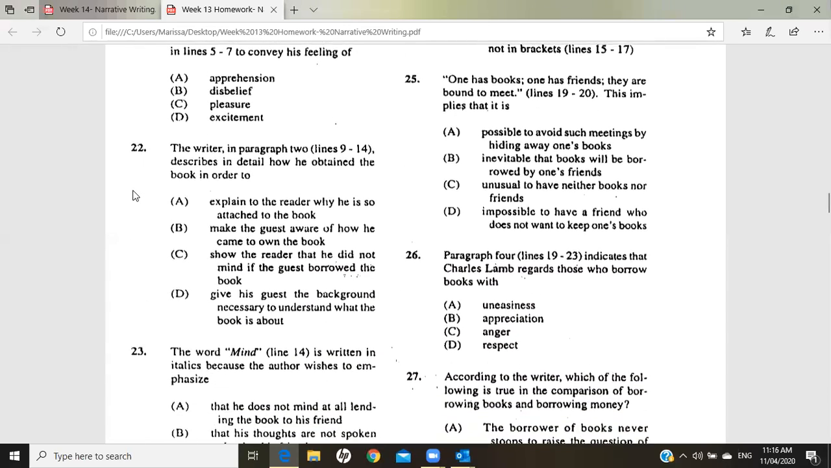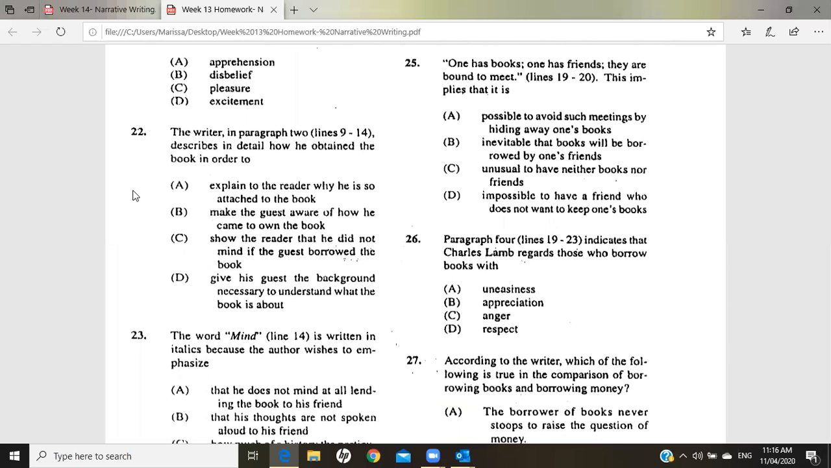25. I just guess. You guessed that, Stephen? Yeah. Good guess. 25. One has books, one has friends, they are bound to meet. This implies that it is what, Rihanna? D? 25, not D. When they say they are bound to meet. You had D as in dog? Yeah. No, that's not the answer. Not A either. About C? No, the answer is B.